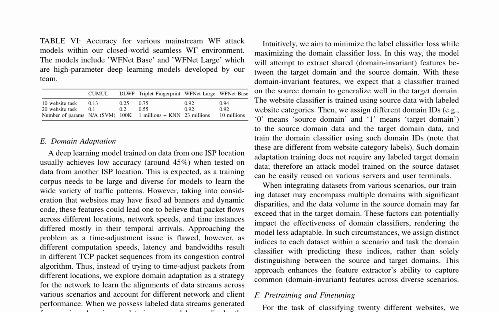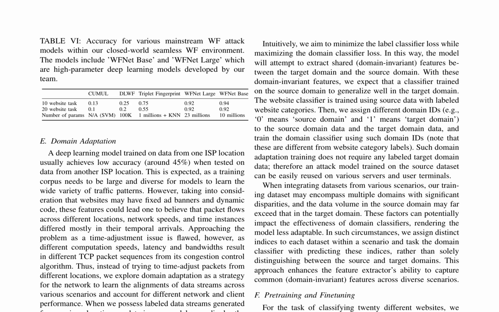They utilize the WF-NetBase model as a feature extractor and employ 2 separate fully connected networks as website classifiers and domain classifiers. The domain classifier takes encoding from both the source and target domains and tries to distinguish between them. A gradient reverse layer is introduced at the beginning of the domain classifier to min-max the loss function.